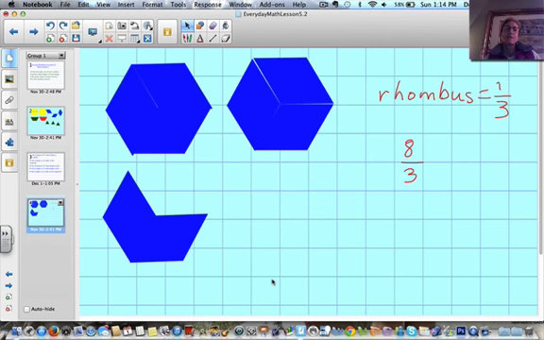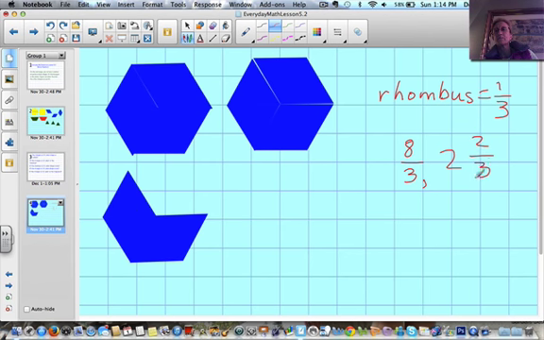Or if I line them up like this, instead of referring to them as 8/3, I could name them something else. I've got one whole here and another whole here, so that makes 2 wholes, and I've got 1/3 plus 1/3, or 2/3. So that's another way I could name it. But that's not all. I could choose another name.